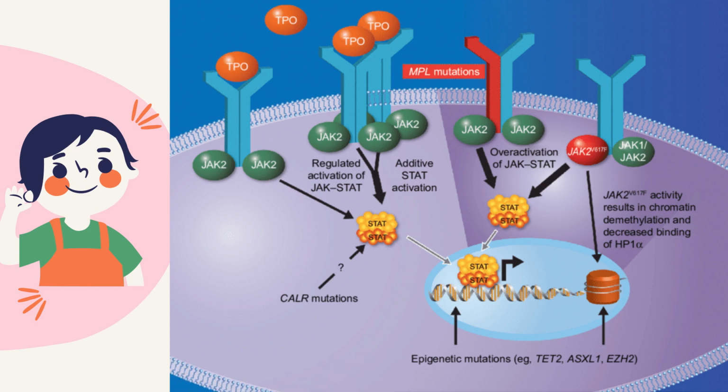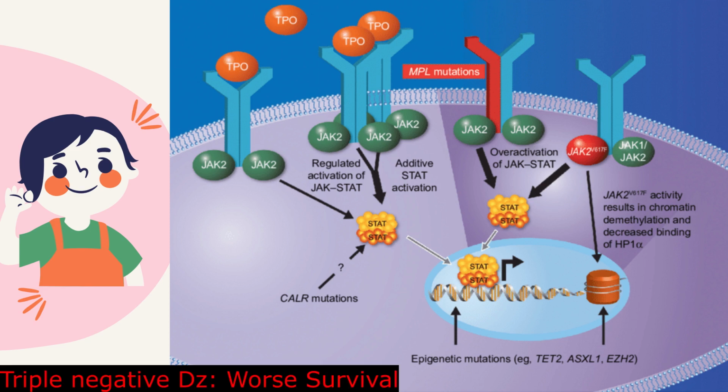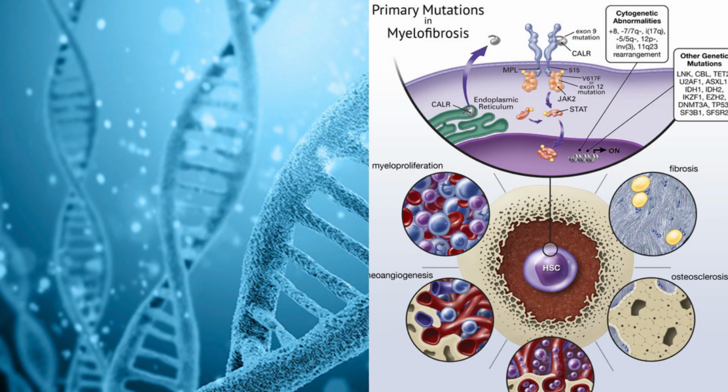These all lead to constitutive activation of JAK-STAT signaling as well as increased activation of JAK-STAT through other pathways as well. And all of these lead to proliferation of the myeloid cells. Patients who do not have mutation in JAK2, calreticulin, or the thrombopoietin receptors are classified as having triple-negative disease, and these patients have worse survival. Development of obliterative myelofibrosis is the hallmark of primary myelofibrosis.